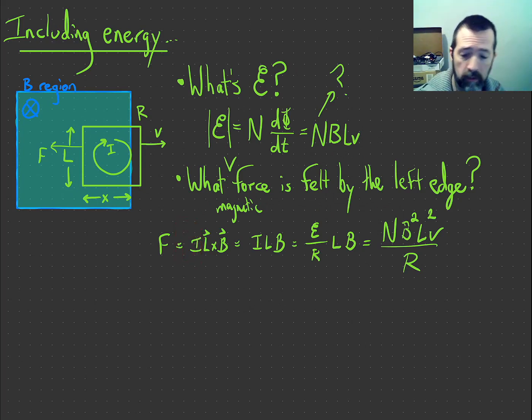Why do I need another n? I need another n because if this circuit actually has, like, 100 versions of the wire all looped around, that means the force is going to be 100 times stronger because there's actually 100 wires all going up on the left edge. Each one of them feels the force. So I need to carry that n through. That makes the n also squared.